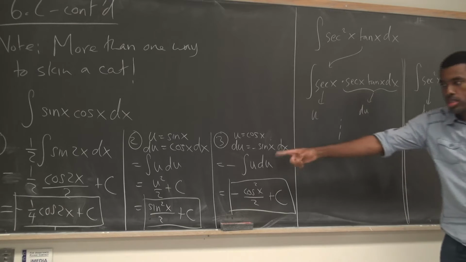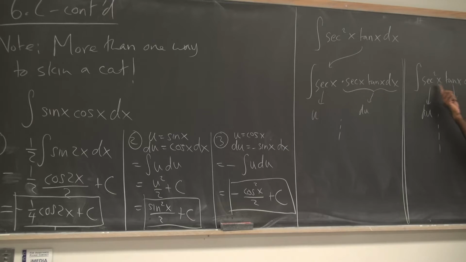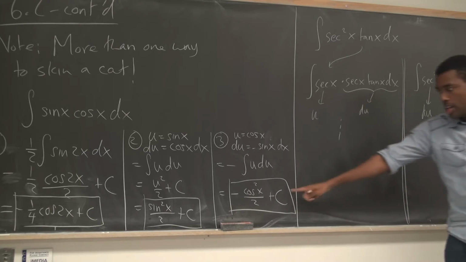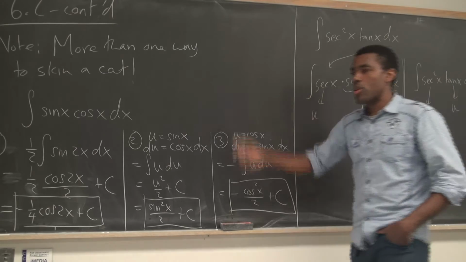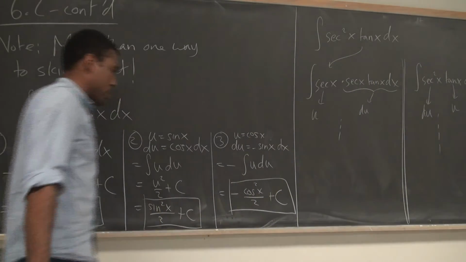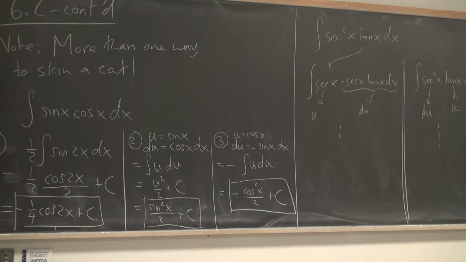They differ by a constant, because you can connect secant and tangent with an identity. And so sometimes your answer can differ by a constant. So just be aware of that. There's more than one way to skin a cat, and when it comes to integrals, you'll realize that that is more true than ever. So I just wanted to point that out before we move on.